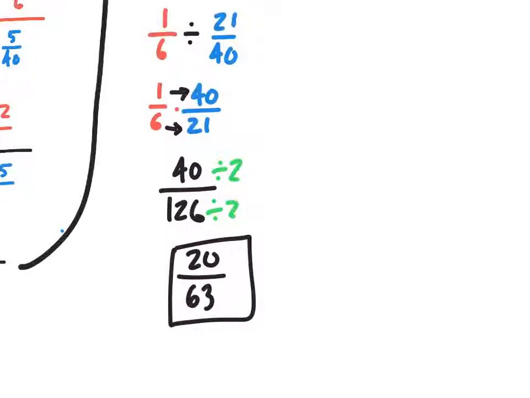I can't factor anything else out of here. I can't factor out a 2 from 63. Can't factor out a 5. Can't factor out a 4. So this is my answer here, okay?